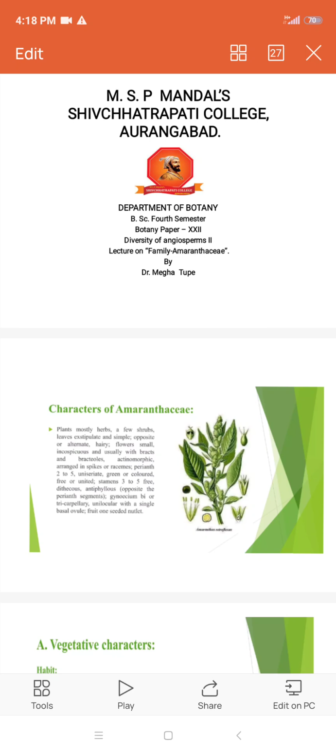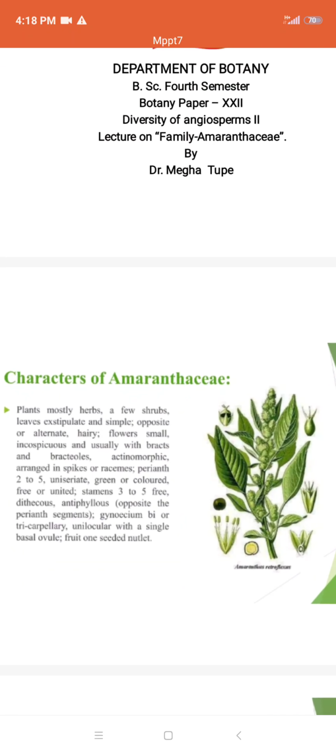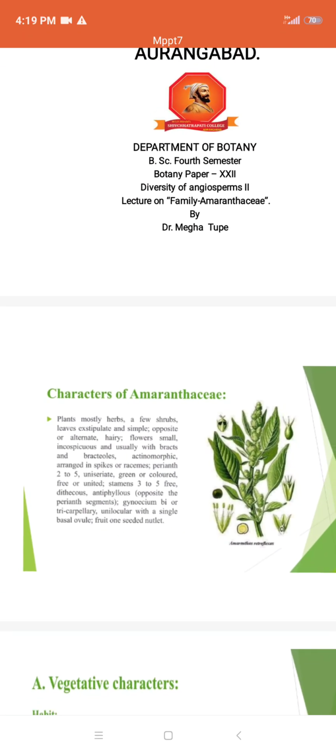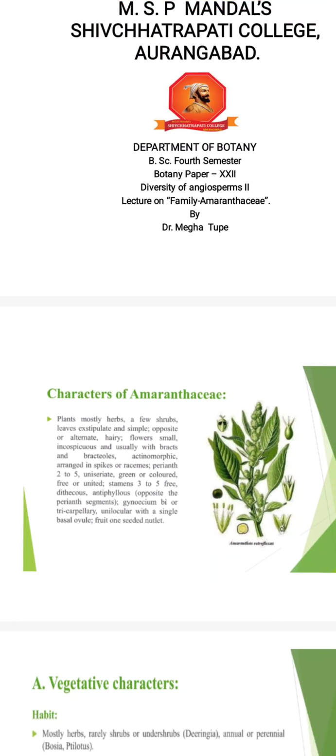Good afternoon, students. Today we are going to study another family from the paper of diversity of angiosperms 2. Today we are going to see the family Amaranthaceae. Plants belonging to this family are mostly herbs. Few are shrubs.